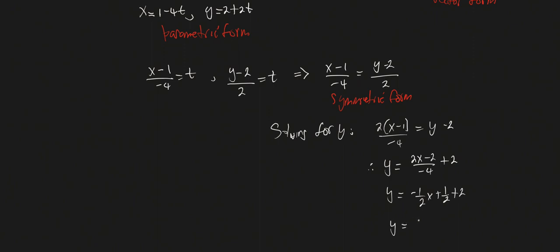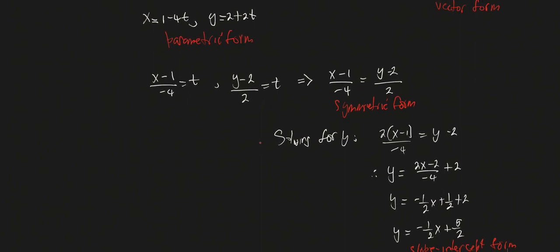And therefore, we have -1/2 x plus, not 3 halves, 5 halves. So 5 over 2. And this is now our slope-intercept form. So all four forms are fairly easily obtained. But our focus certainly now and going forward will be on the vector and the parametric forms.